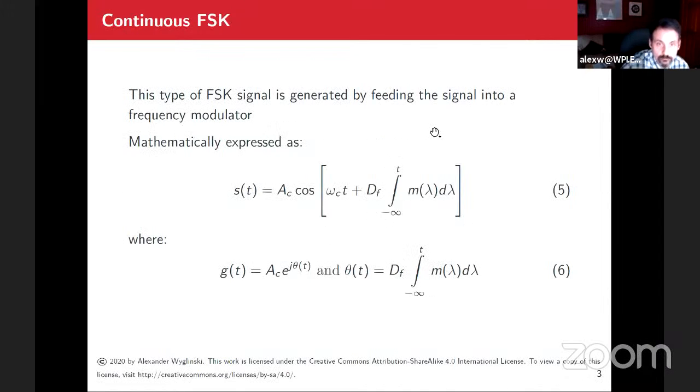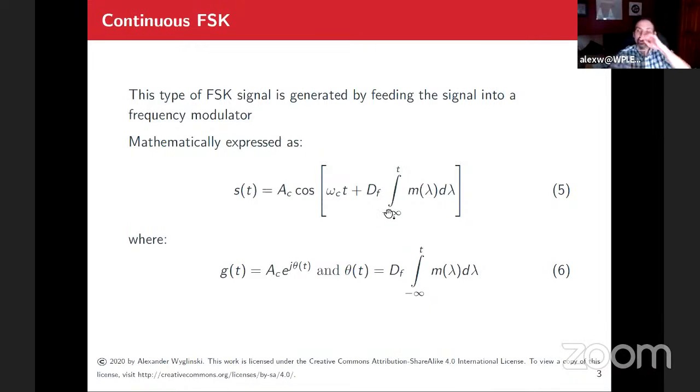Okay, so let's switch to the other one. What you would do is you'd have something like this. You would have the continuous FSK. The way it would work is something along the lines of the following. Your message signal would kick in. And again, we saw this before with FM modulation, right?